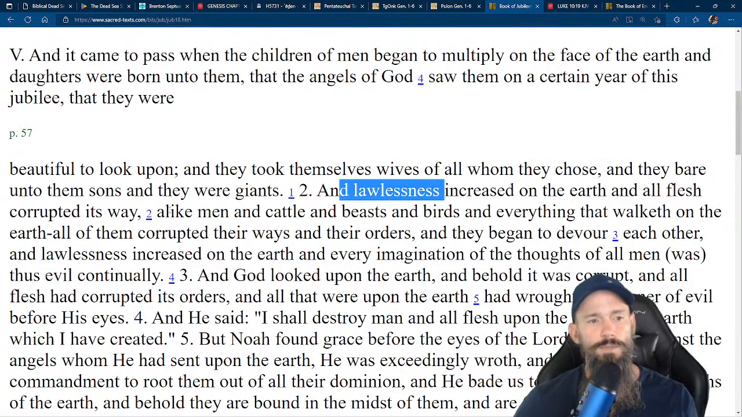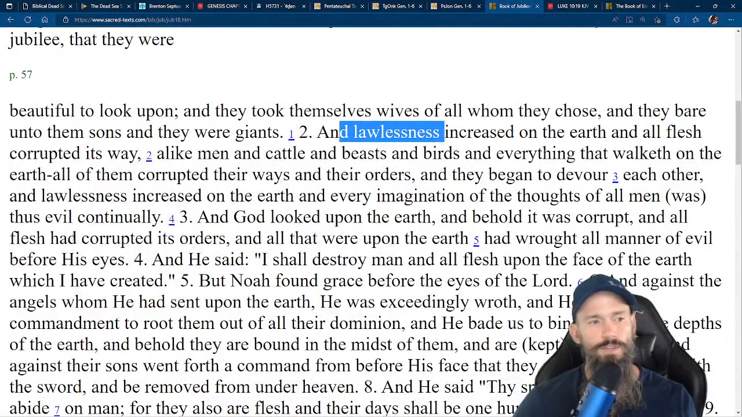And all flesh corrupted its way, alike men and cattle and beasts and birds and everything that walketh on the earth. All of them corrupted their ways and their orders, and they began to devour each other, and lawlessness increased on the earth, and every imagination of the thoughts of all men was thus evil continually. So, Yahuwah looked upon the earth, and behold, it was corrupt, and all flesh had corrupted its orders, and all that were upon the earth had wrought all manner of evil before his eyes. And he said, I will destroy man and all flesh upon the face of the earth which I have created.